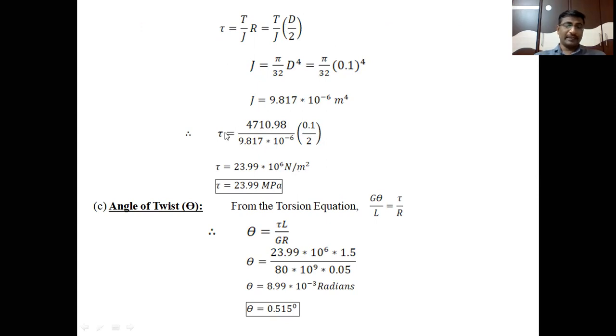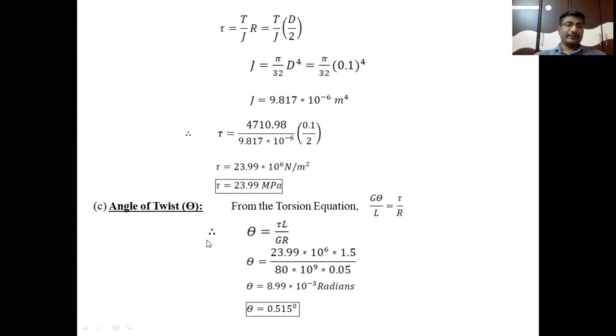We get the shear stress value in newtons per meter square or pascals. If you convert it to megapascals, 10 to the power of 6 is represented as mega, therefore tau is equal to 23.99 megapascals. This is the maximum shear stress at the surface of the shaft. If you take the radius R at the surface, then we will get the maximum shear stress. If you take this radius R somewhere else, then we will get the shear stress at that particular radius.